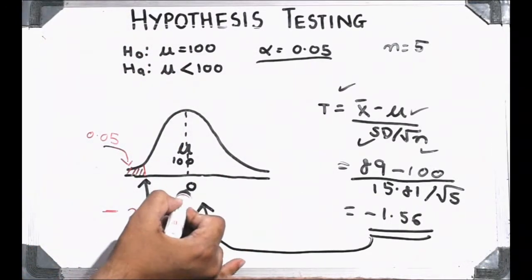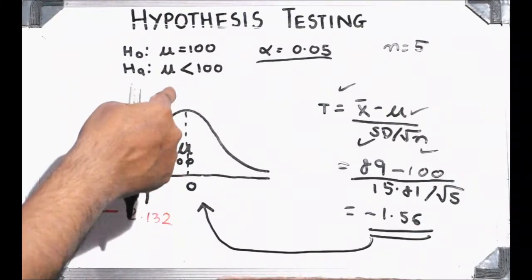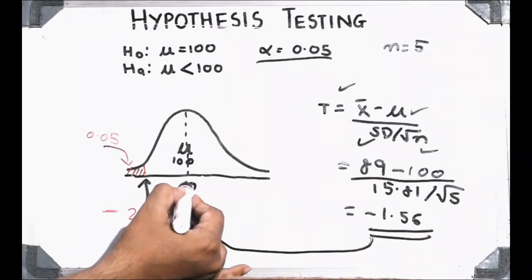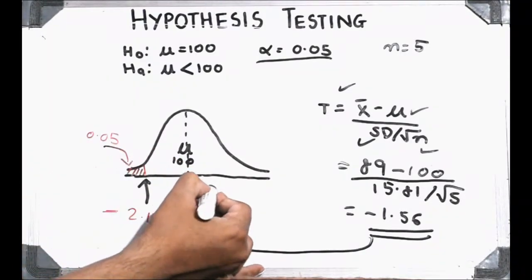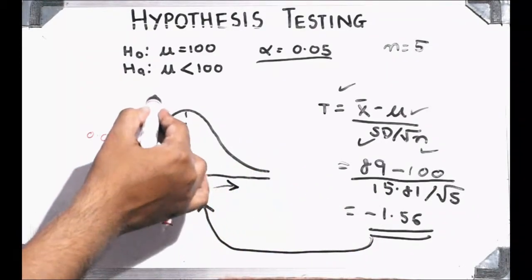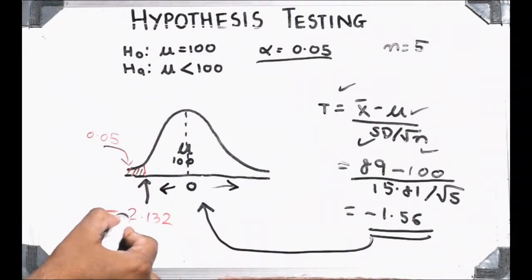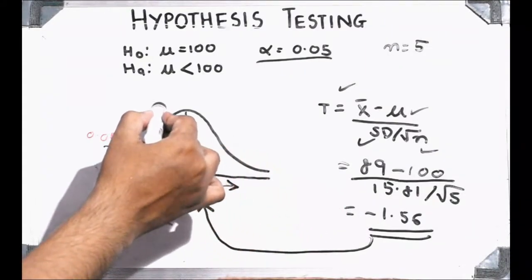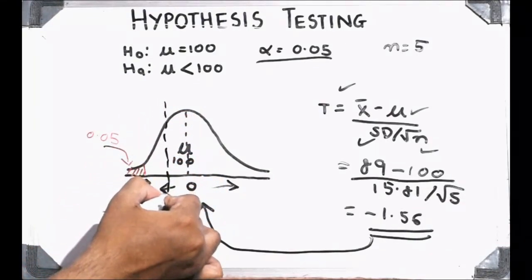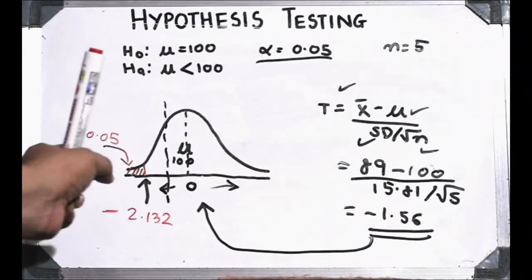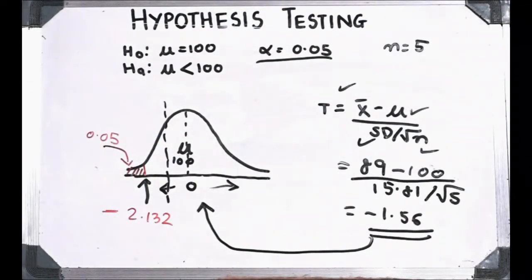So if this is 0, this is the mean of the population, the mean is 100, and the corresponding T value will be 0. This side will be positive and this side will be negative. So minus 1.56 will be lying somewhere here. Since minus 2.132 is this one, minus 1.56 will be lying somewhere here. That means the test statistic value is lying at this position, which is not in the red zone, not in the rejection zone.